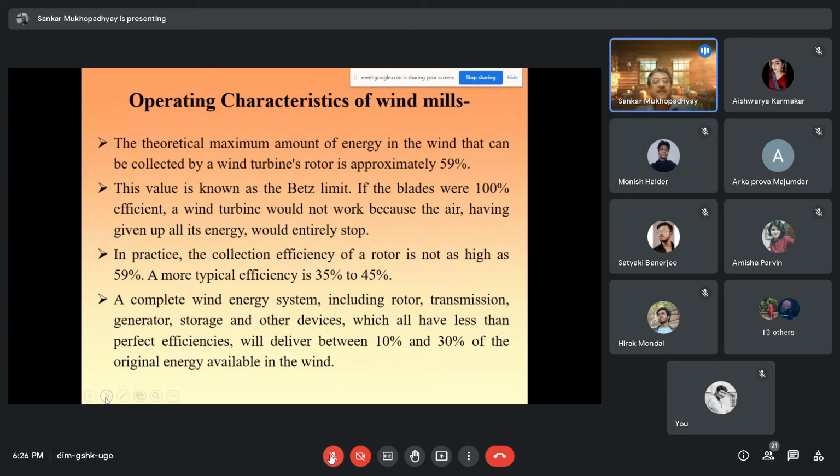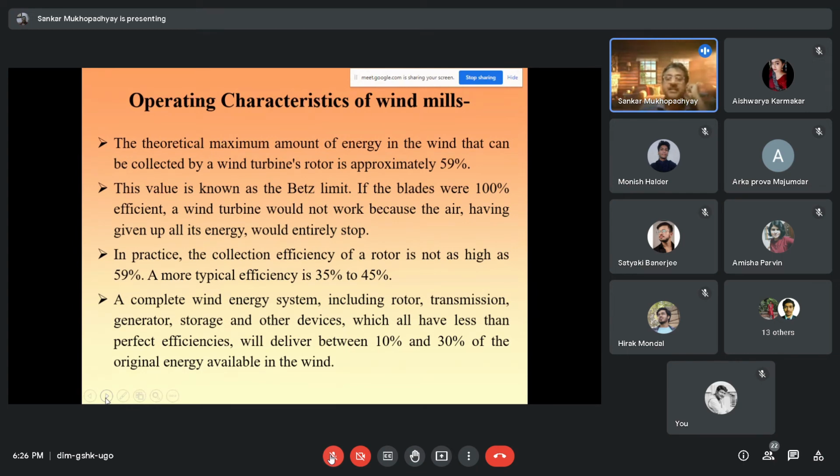The theoretical maximum amount of energy in the wind that can be collected by a wind turbine's rotor is approximately 59%. Keep the value in mind. The theoretical maximum amount of energy in the wind that can be collected by a wind turbine rotor is approximately 59%. The value is known as Betz limit.